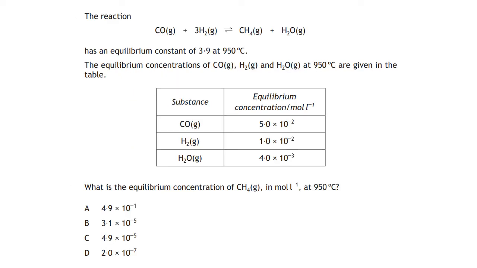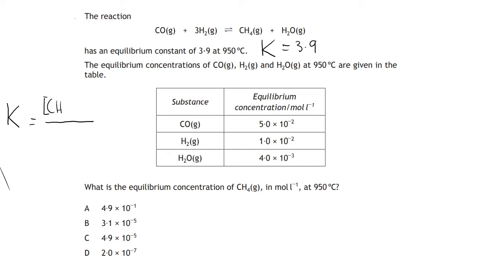Right, in this one, we've been given an equation. We've been told that the equilibrium constant is 3.9. So equilibrium constant, remember the symbol for that is a capital K, and you must write it as a capital K. So K equals 3.9. We've been told the equilibrium concentration for carbon monoxide, hydrogen, and water, and we've been asked to work out methane. So what we need to do is write out our equilibrium expression. Now, in our equilibrium expression, we have our products on the top and our reactants at the bottom.